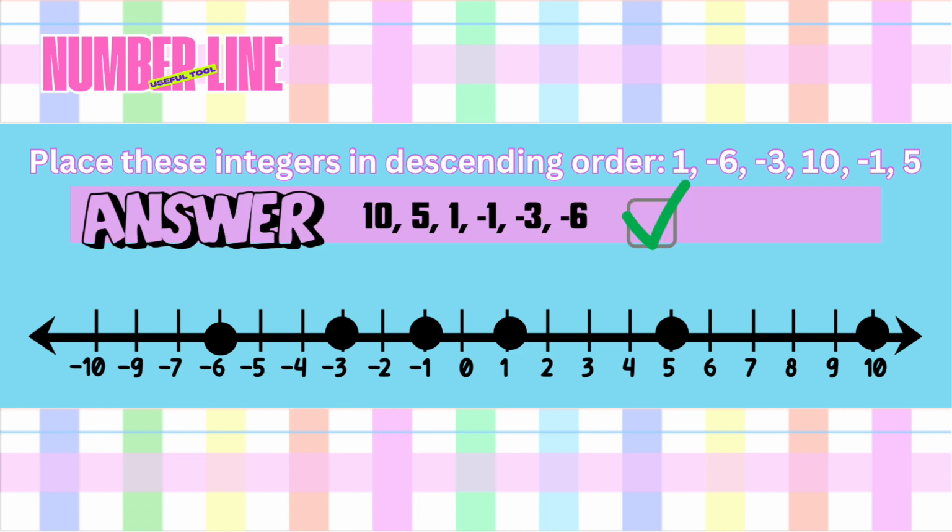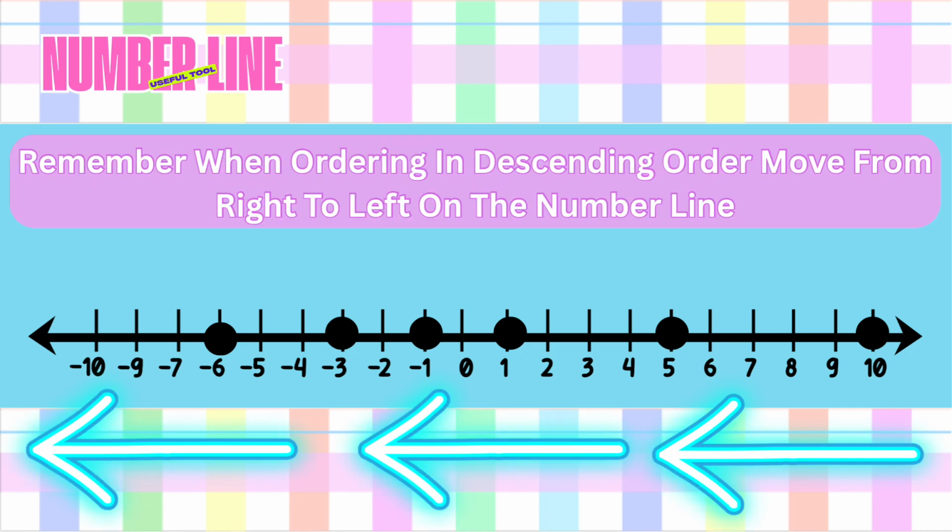When these numbers are arranged correctly in descending order, they would be 10, 5, 1, -1, -3, and -6. See how we started with the largest number and moved all the way down to the smallest? When ordering in descending order, always remember to move from right to left on the number line.